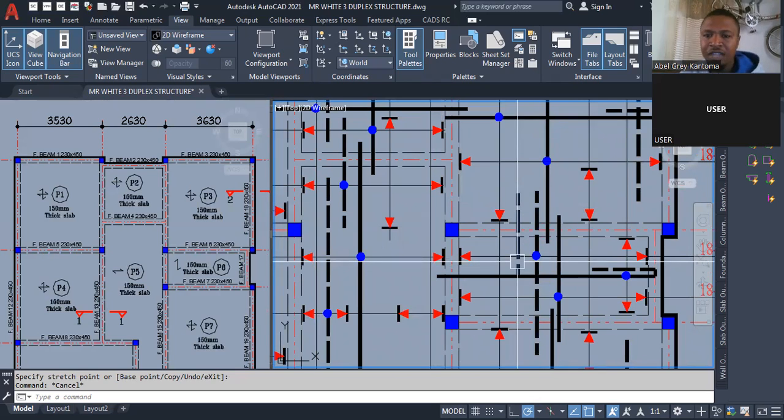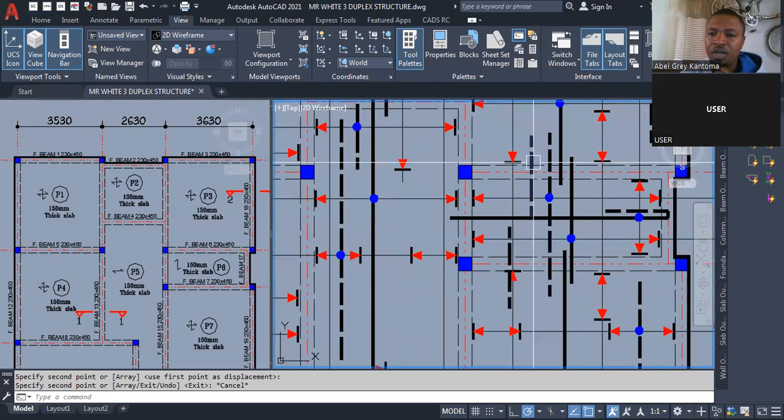So you can still have it like this. So you have your top bar, instead of having it this way. I hope you understand that point.